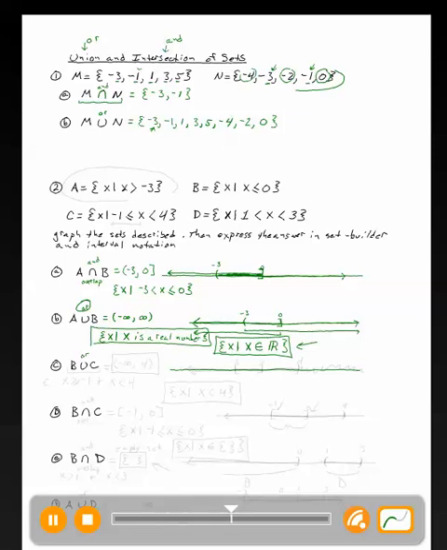So I'm going to start by putting 0 on my number line. And then I'm going to go back to the top and look at it. It says B equals x such that x is less than or equal to 0. So less than means the arrow goes to the left. Less than or equal means I want to include that value.